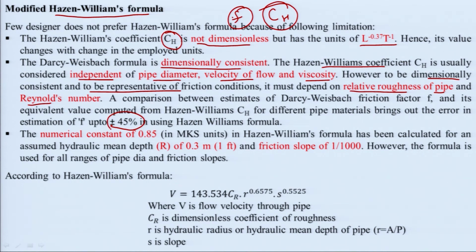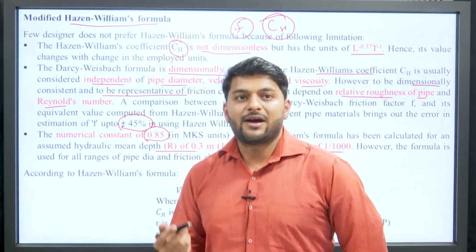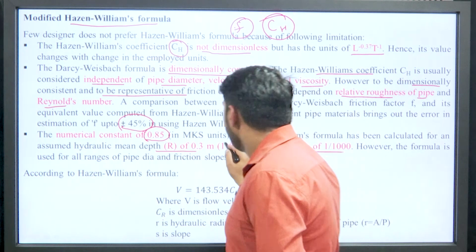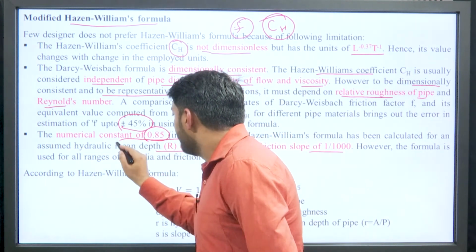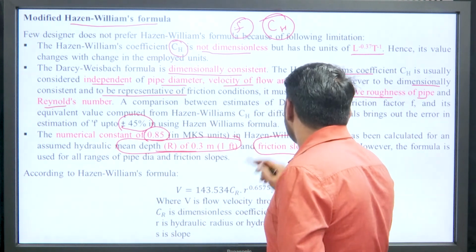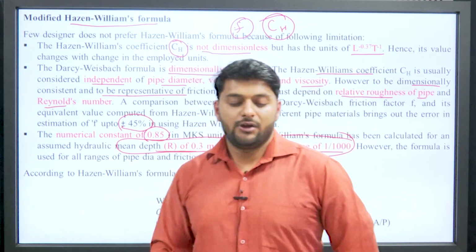And the next limitation is that the constant 0.85 was derived by taking the value of hydraulic mean depth as 0.3 meter and the slope of line, or frictional slope, as about 1 in 1000. But while designing the pipe, we are not going to take R and slope as these values. We are going to use it for different values.